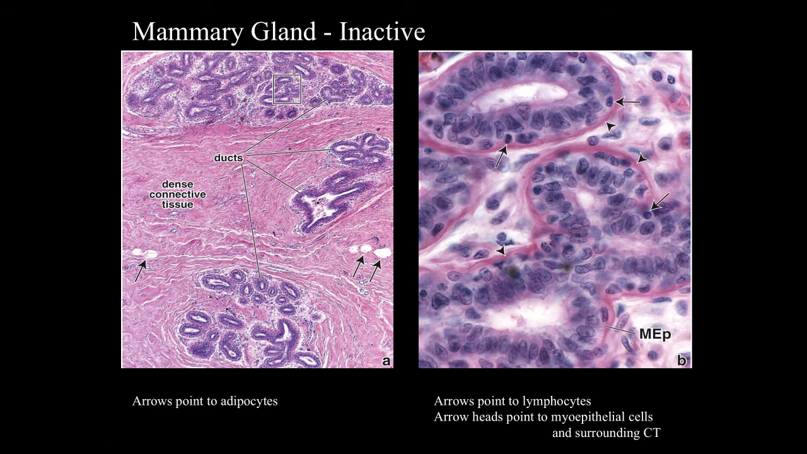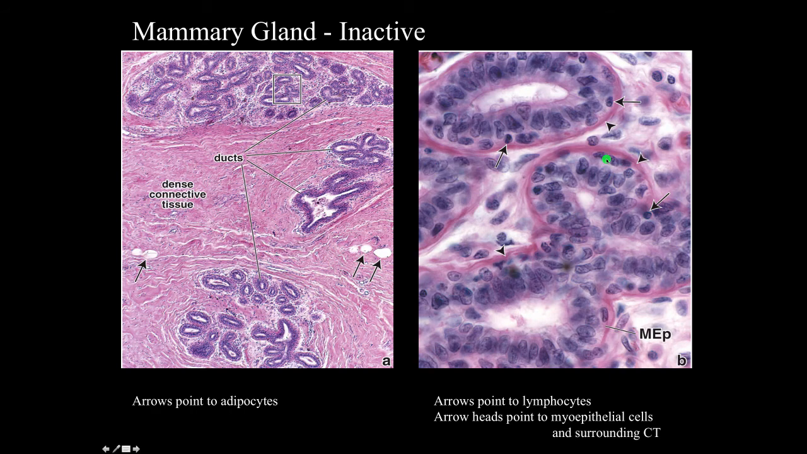Here's an inactive mammary gland. You can see some adipocytes here, dense connective tissue, and you can just see these ducts. The arrows here point to lymphocytes. There are lots of lymphocytes associated with the mammary gland. Here are myoepithelial cells around the periphery of the ducts themselves. And there's also connective tissue around the periphery of these ducts.